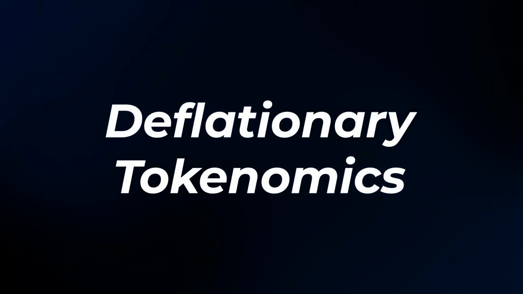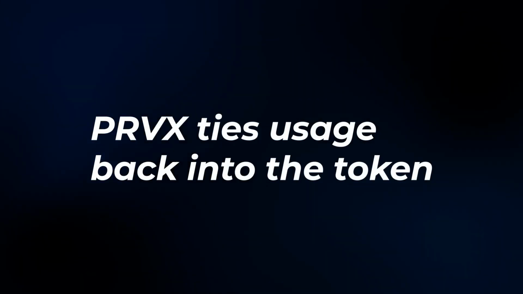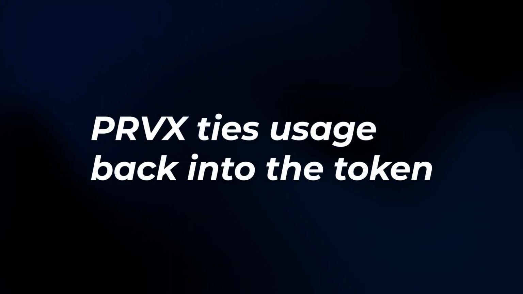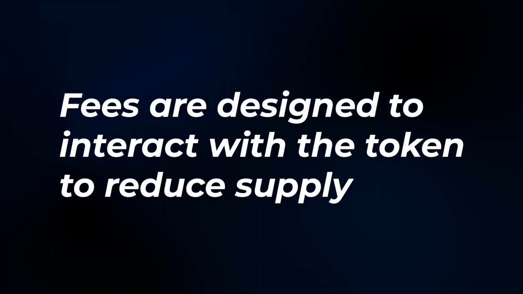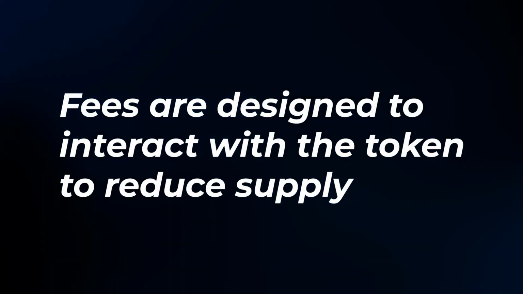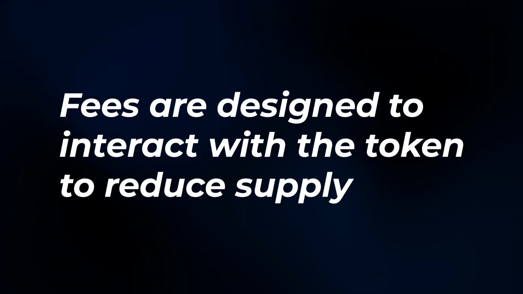It's built around what's called deflationary tokenomics. All that really means is, over time, there's supposed to be less of the token available. And the way PRVX does that is by tying usage back into the token. So when people use the token and fees get generated, those fees don't just disappear, they're designed to interact with the token in a way that can reduce supply.